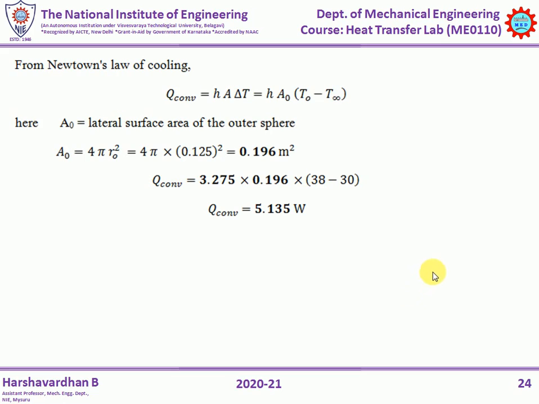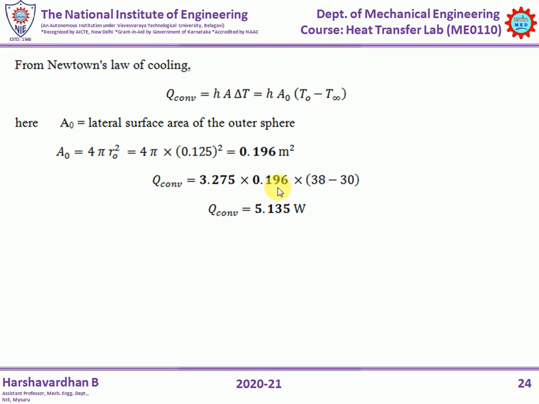Once we find the heat transfer coefficient, next step is to calculate the heat convecting from the outer sphere to the still layer by using the Newton's law of cooling. So we have substituted the H value here, and this A stands for the lateral surface area of the outer sphere, which will be equal to 4 times pi r square, that is r naught square here, outer radius. So based on that, we calculated the lateral surface area of the outer sphere, which is 0.196 meter square.